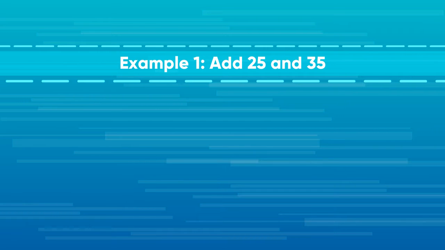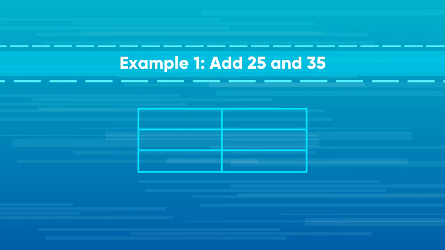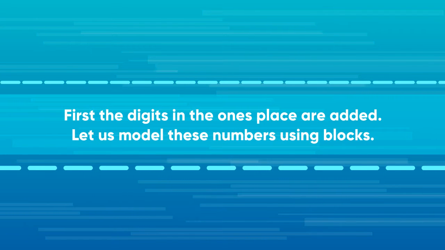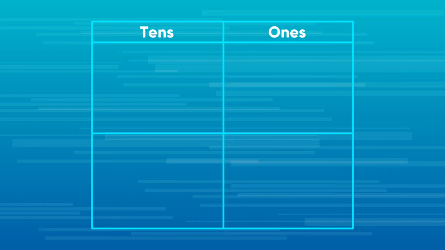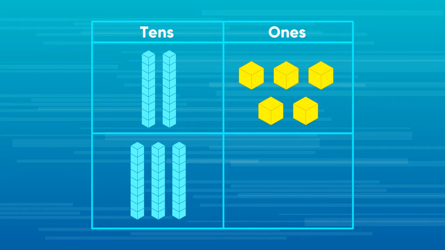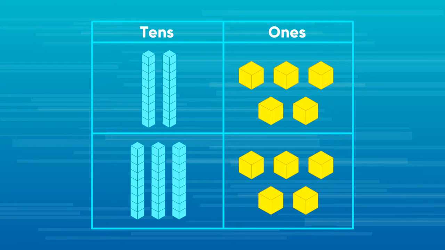Example 1. Add 25 and 35. Let us make a place value chart and place the numbers to be added in it. First, the digits in the ones place are added. Let us model these numbers using blocks. 25 means 2 rods and 5 cubes. 35 means 3 rods and 5 cubes.